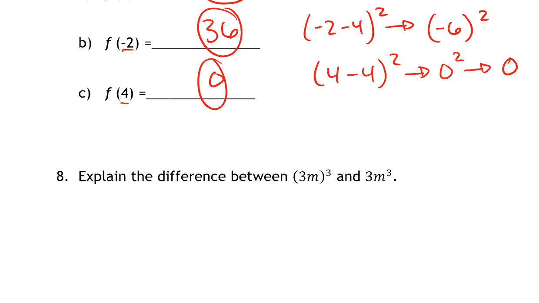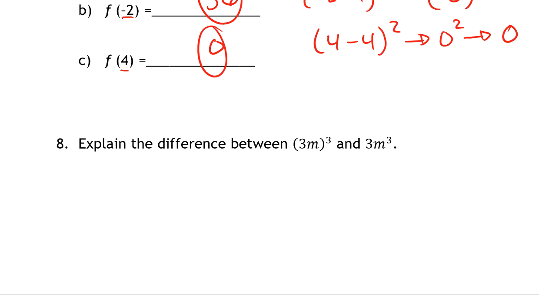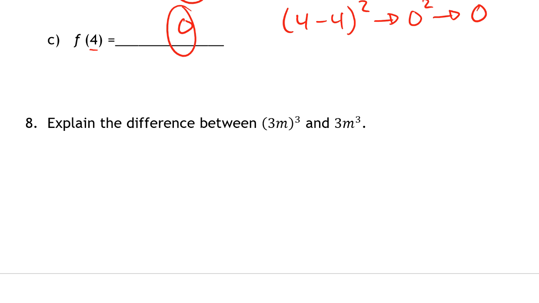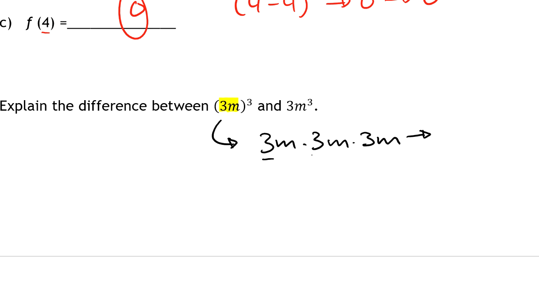Then finally, question 8 asks us to explain the difference between 3m cubed in parentheses versus 3m to the third power. And really the difference is what's being cubed. In this first case, the thing that's being cubed is 3m. So if I was to write that out, 3m cubed is 3m times 3m times 3m. And if I look at this, 3 times 3 is 9 times another 3 is 27. This is 27m to the third power.